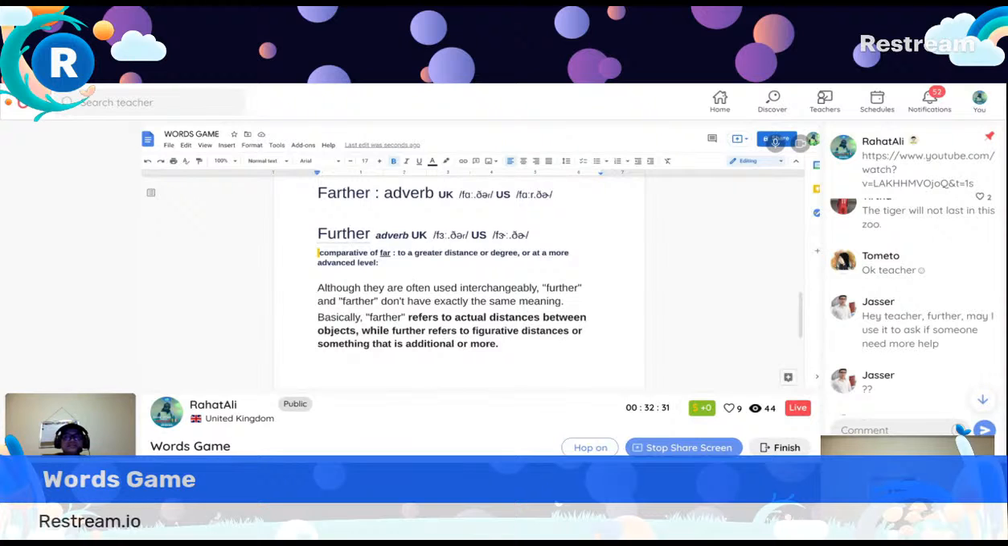Hey, teacher, further, may I ask it to ask? May I use it to ask if someone needs more help? Someone needs. You should use the third person singular number.